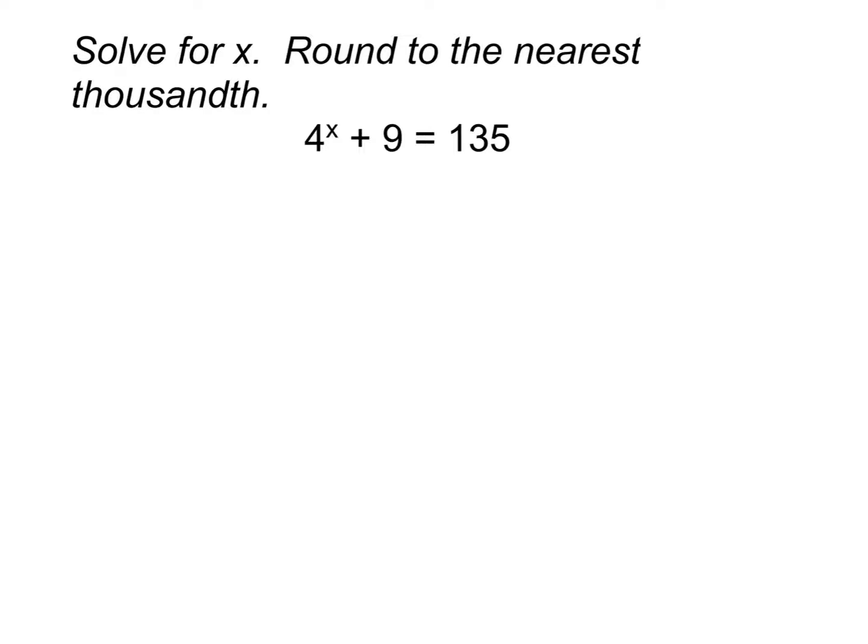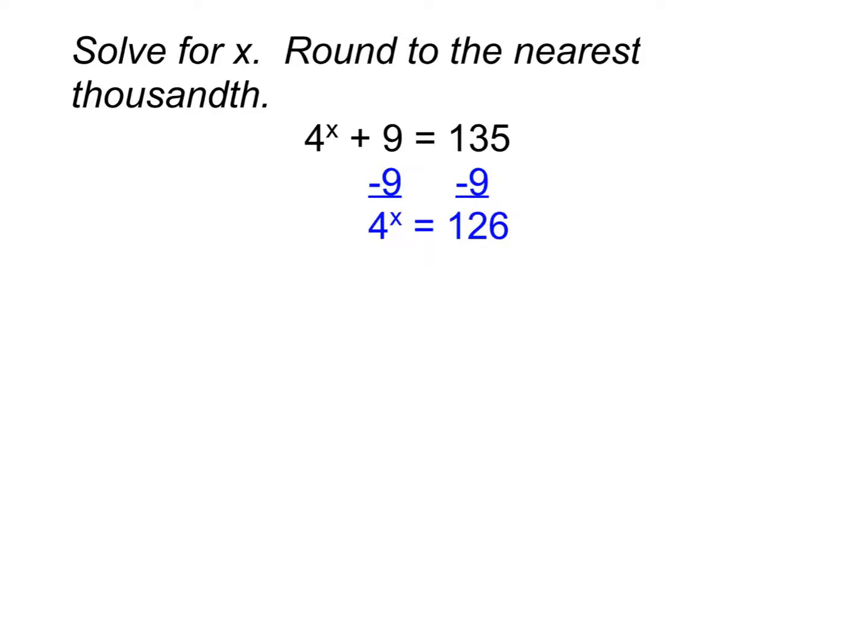So the first thing that you're going to want to do then is get the exponential part by itself so it's like the one that we did yesterday. That means getting rid of the 9. So step 1, subtract 9 from both sides. Then this problem looks just like the one we did yesterday. So if you did not yet get to this point, work it from here.